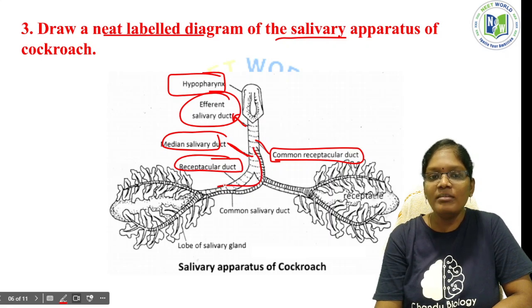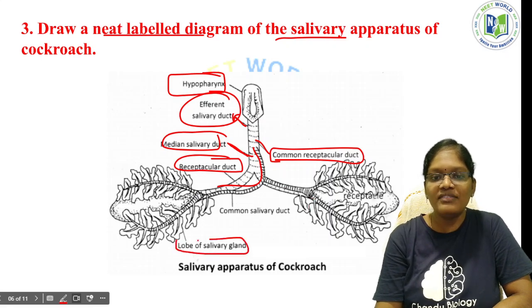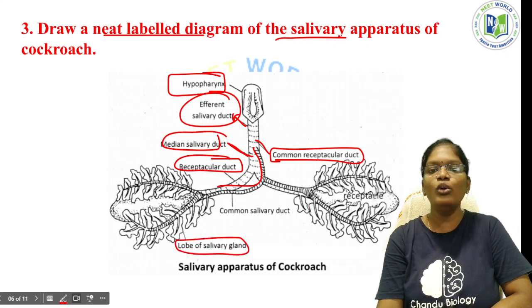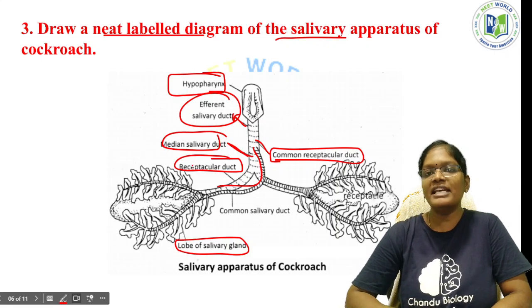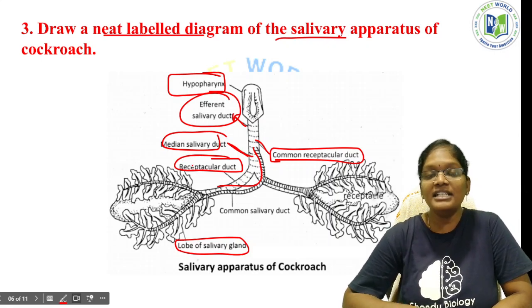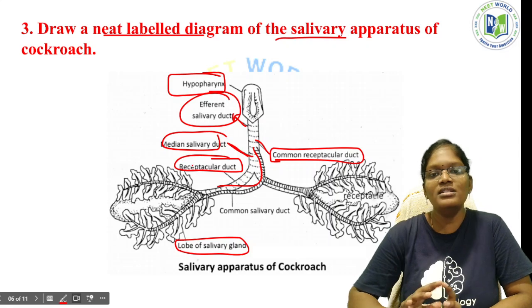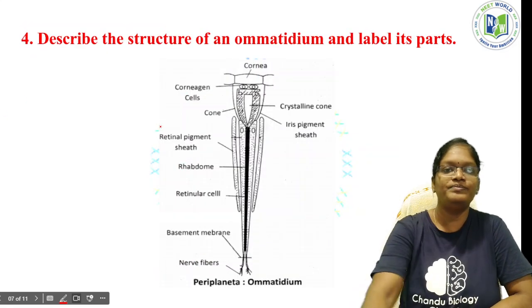This common salivary duct divides into two lobes. These are called the lobes of the salivary gland, and here also we can see the lobes of the salivary gland. So this is the salivary apparatus. In the salivary apparatus of the cockroach, we can see the hypopharynx, the receptacular duct and the receptacle, which are very important, and the salivary duct and the lobes of the salivary gland. These are all the parts of the salivary apparatus in the cockroach.